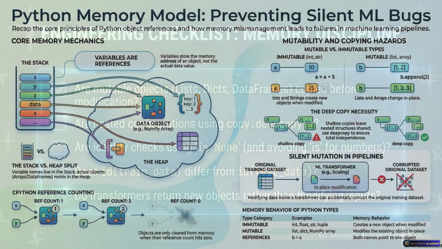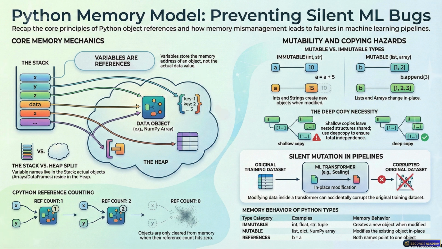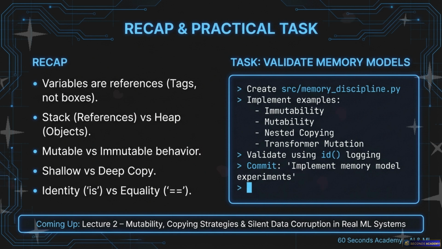So to summarize the journey today, we learned that variables are references, not boxes. We visualized the stack desk and the massive heap warehouse. We met the immutable and mutable teams. We learned why double equals is not is. We saw the danger of shallow copies in nested structures. And we learned how to kill the zombie default argument. And we learned that memory discipline is the bedrock of reliable ML engineering. If you don't understand where your data lives, you can't trust your results.